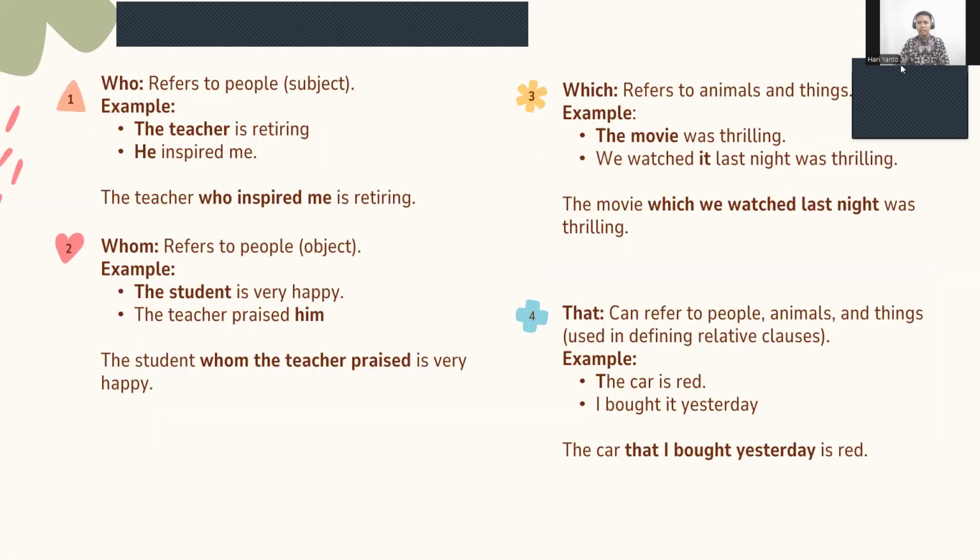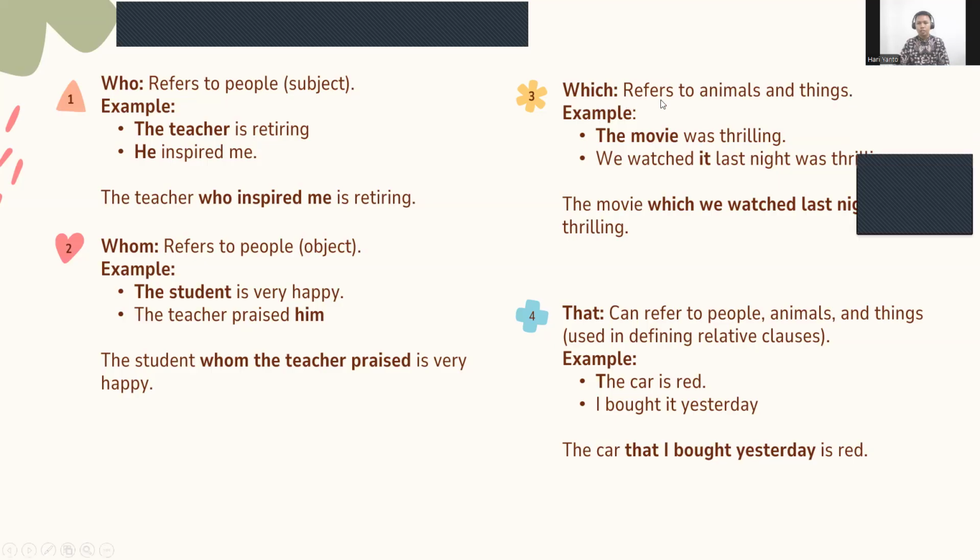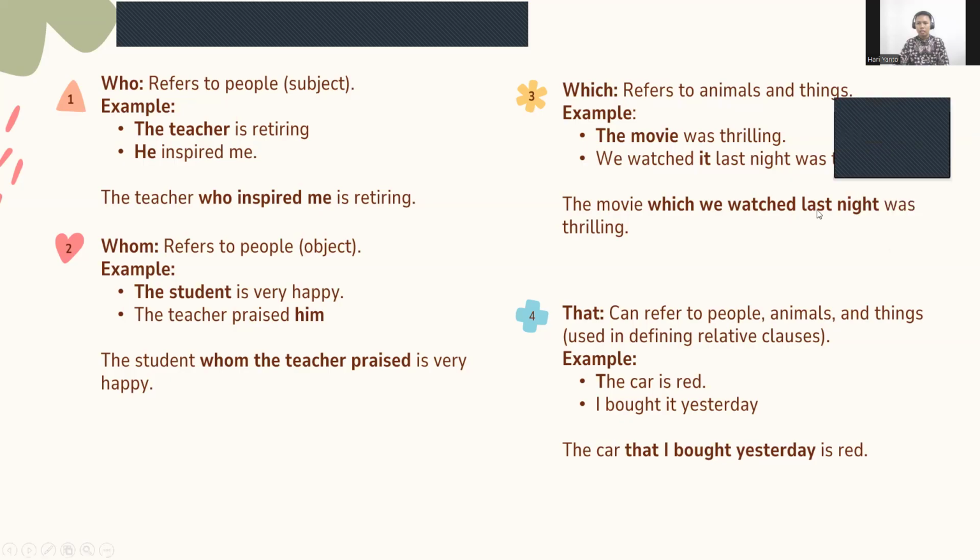The next is which, which refers to animals and things. Example, the movie was thrilling. We watched it last night. The movie which we watched last night was thrilling. Which we watched last night is an adjective clause. Which here changed the position of it. It's not a person, not people.